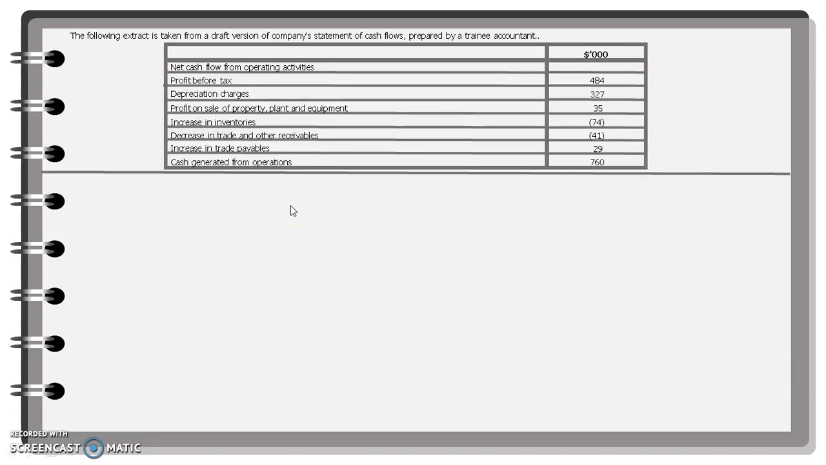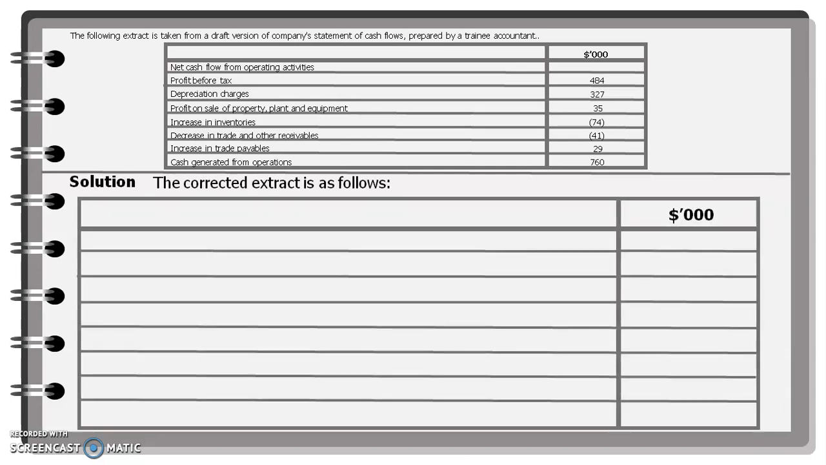Let's see. Okay, so this is the question. With the available information, let's ignore the brackets and all, because we are going to do it right. Then we'll compare it with what the trainee had done, and then we'll identify where there is a mistake. Okay, so the corrected extract should be like this.